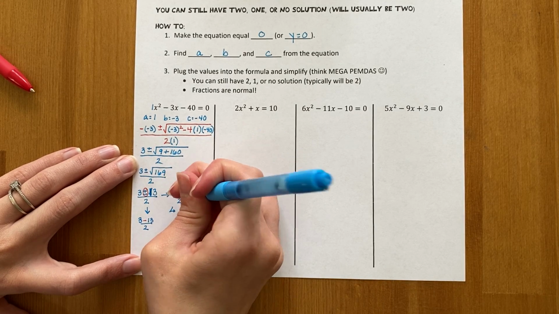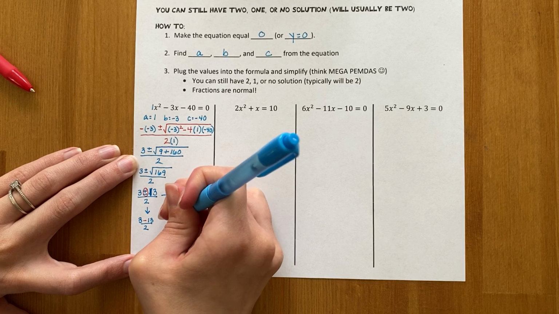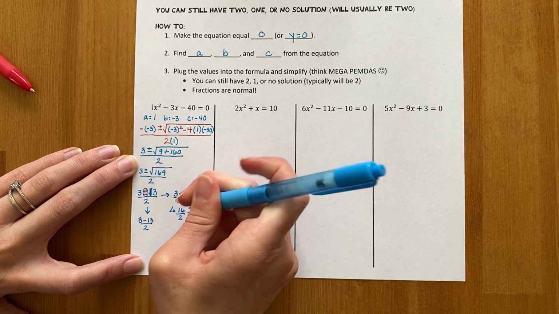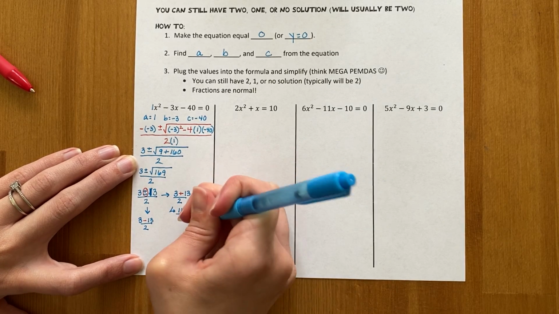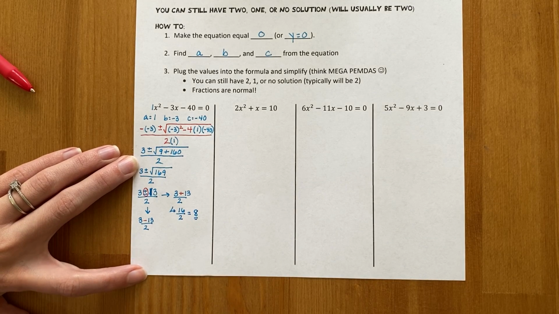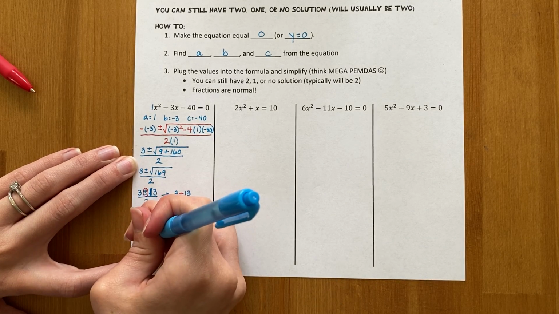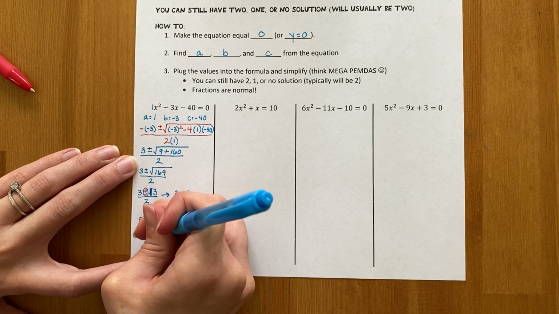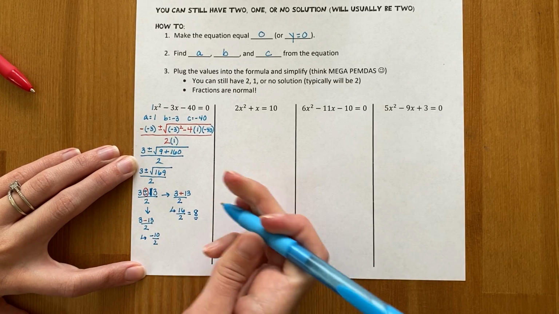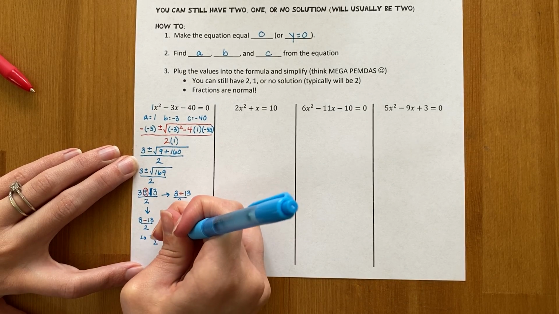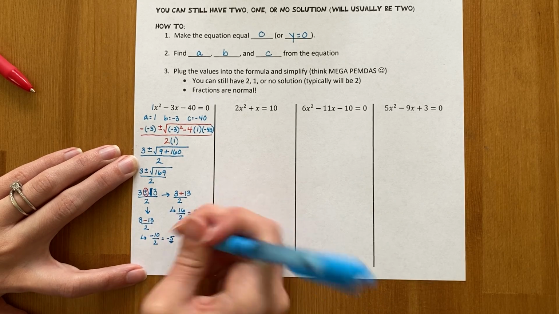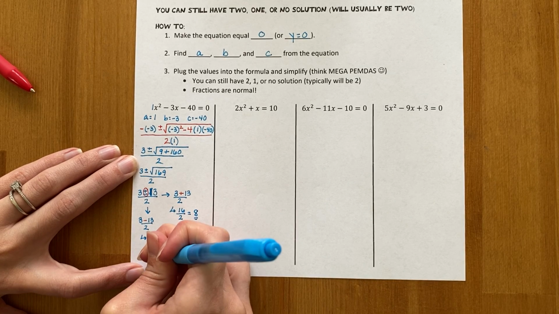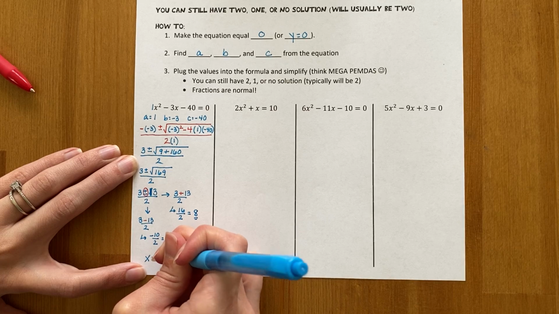So on this one, 3 plus 13 is going to make 16. And 16 divided by 2, that division goes last, is going to make 8. As I simplify this branch, 3 minus 13 is -10. And -10 divided by 2 is going to make -5. So that makes these two pieces my answers. I'm going to have x equals 8 and -5.